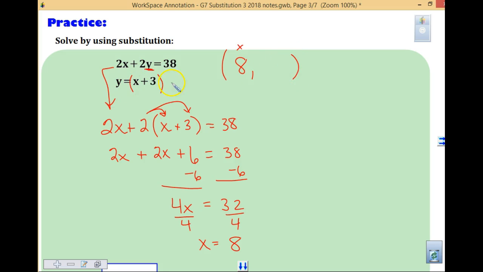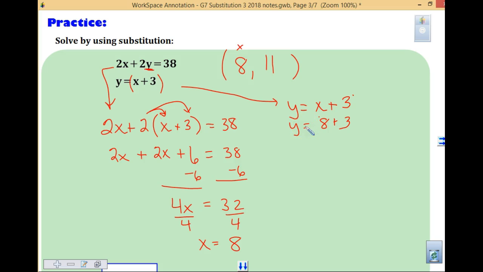So now we're going to look at solving the second equation. We put y equals, instead of x plus 3, we are going to put 8 plus 3, and 8 plus 3 leaves us with 11.